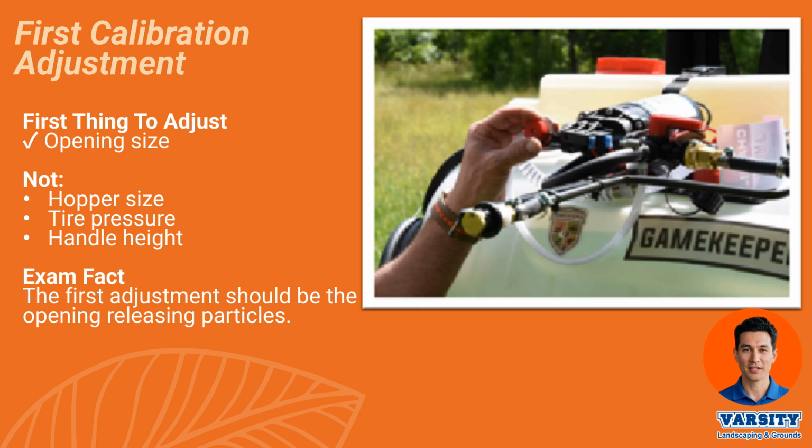When adjusting a spreader's application rate, the first thing you should adjust is the opening size. This controls how much material is released. Factors like tire pressure, handle height, and hopper size do not directly control application rate and should not be your first adjustment.